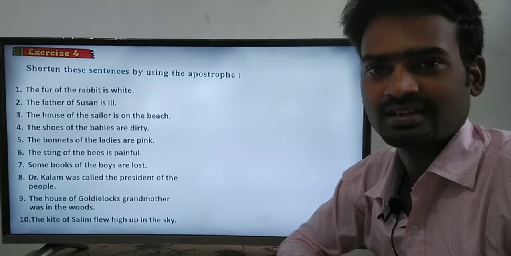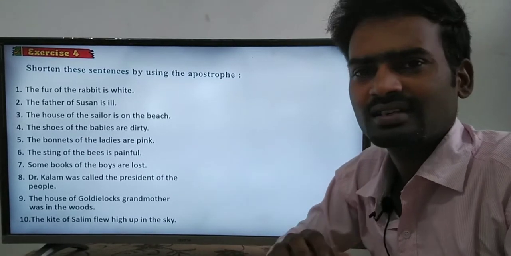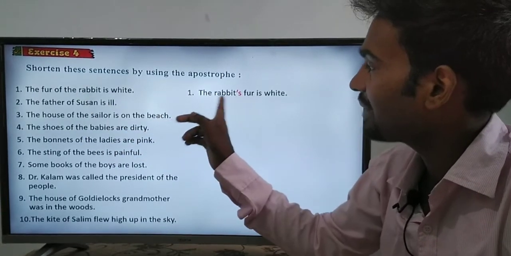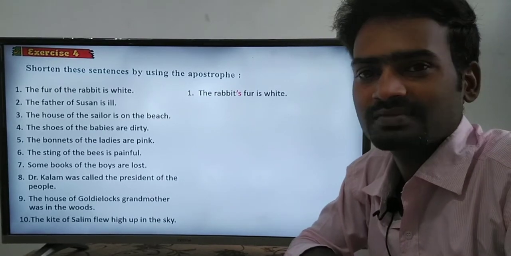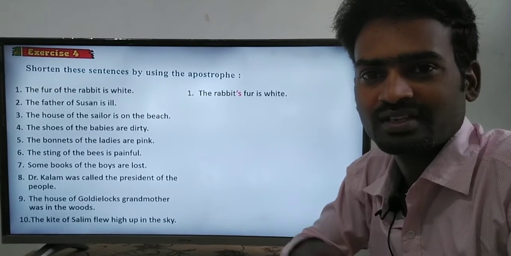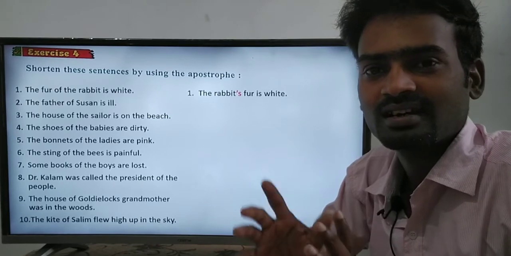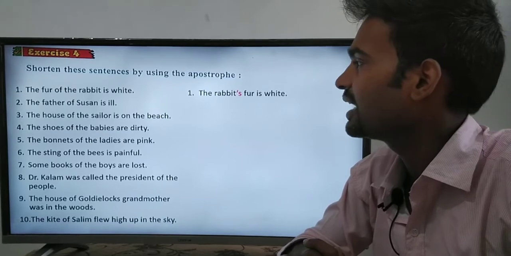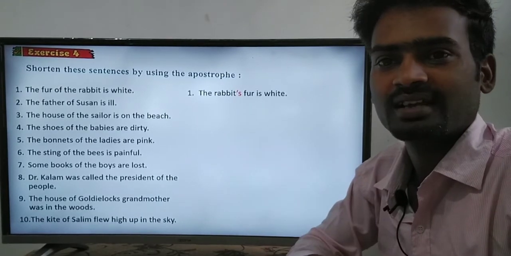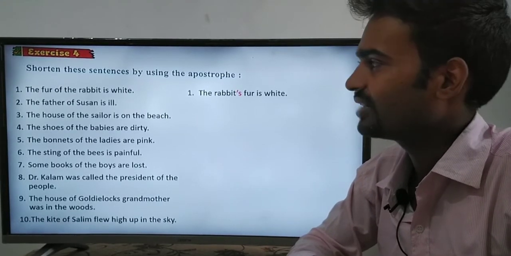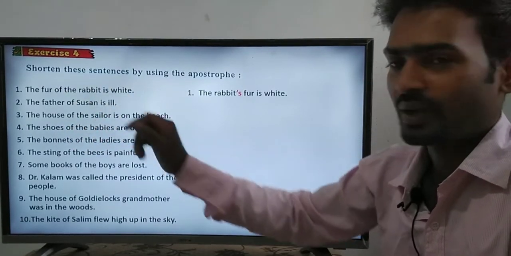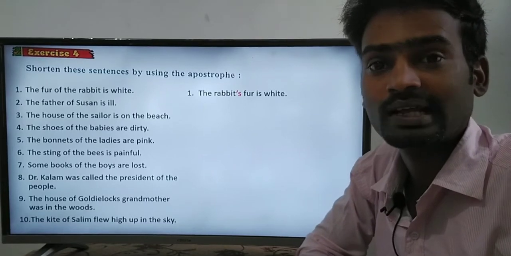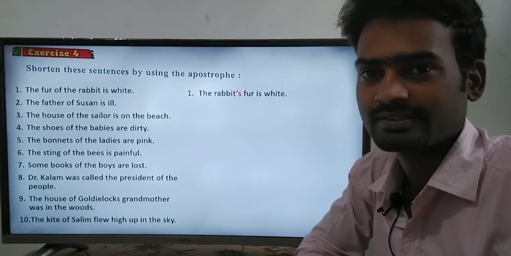It is very simple. The fur of the rabbit is white. We use an apostrophe to make it a possession. We are learning the possession form, right? So in this case, we have to add an apostrophe to make it a possession. Simple, right? The fur of the rabbit is white. The rabbit's fur is white. Short. The sentence using an apostrophe. The rabbit's fur is white, right?